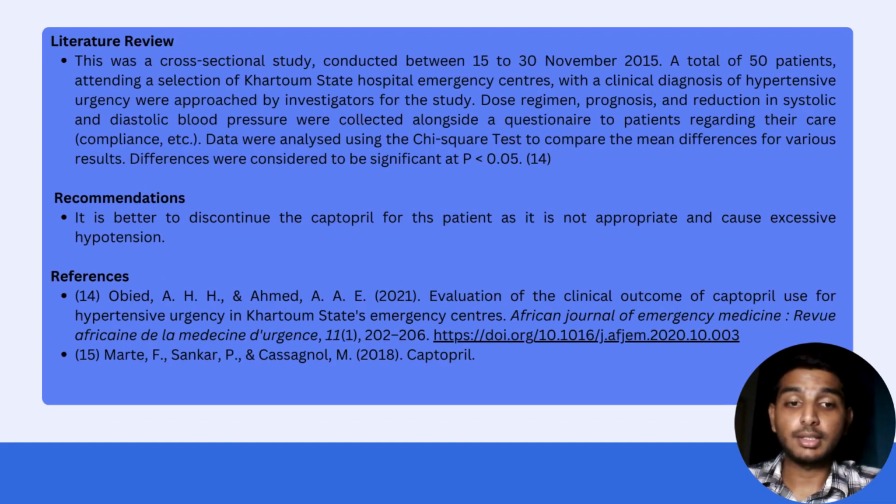This was a cross-sectional study which involved 50 patients attending a selection of Gotham State Hospital Emergency Center with a clinical diagnosis of hypertensive urgency, who were approached by investigators for the study. The dose regimen, prognosis, and the reduction in the systolic and diastolic blood pressure were collected alongside a questionnaire to patients regarding their care, and the data were analyzed using the chi-square test to compare the mean difference of various results. The differences were considered to be significant at p less than 0.05.